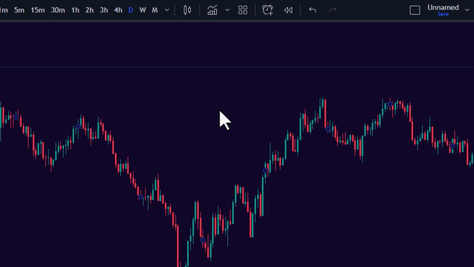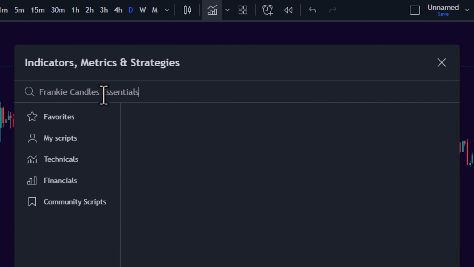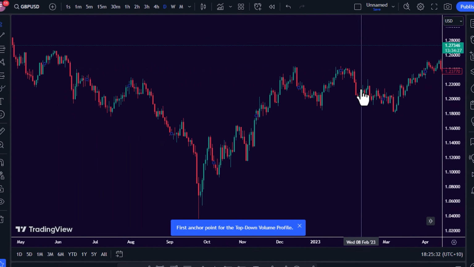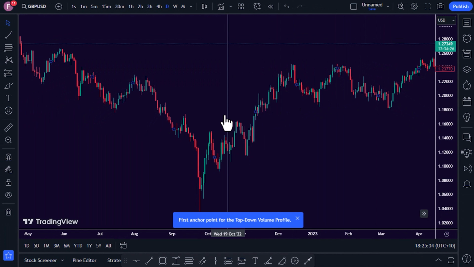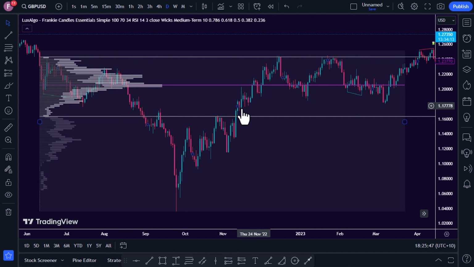Now, to find the indicator, search for the keyword Frankie Candles Essentials. Select the Frankie Candles Essentials by LuxAlgo. Usage. When adding the script to your chart, you'll be prompted to select the calculation interval of the top-down volume profile. Simply click on your chart where you want the starting and ending points of the calculation interval.